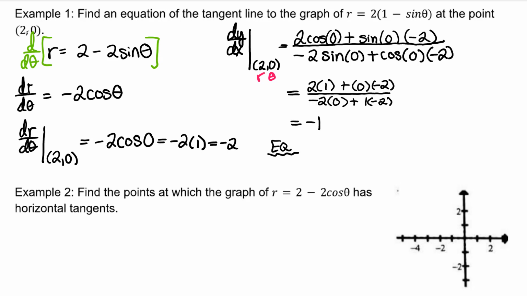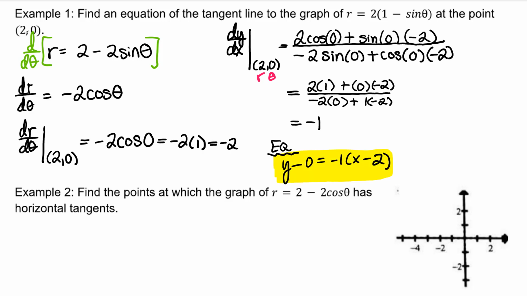Because the equation of our tangent line is rectangular, meaning it deals with y and x, our point should be in rectangular form. (2, 0) is actually the same point in polar form or rectangular form. So our equation is y minus 0 equals negative 1 times x minus 2.